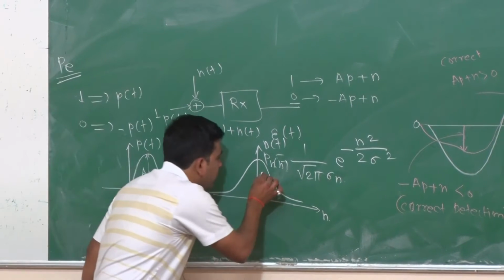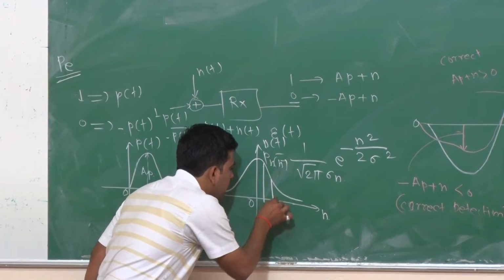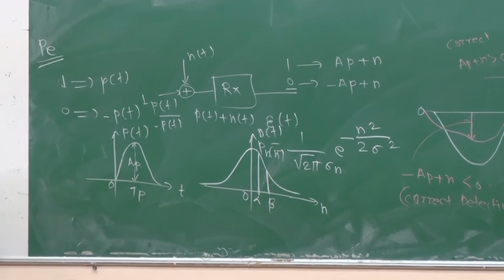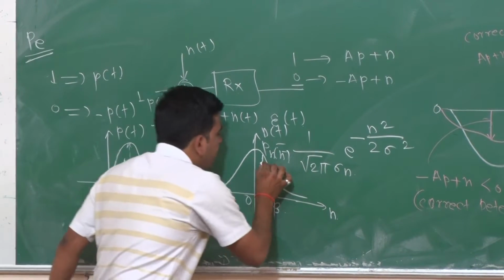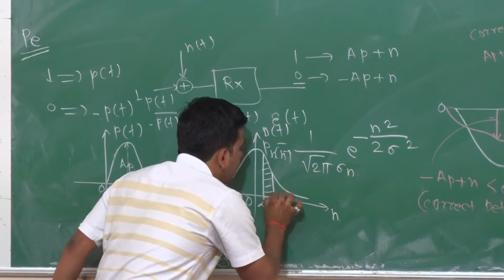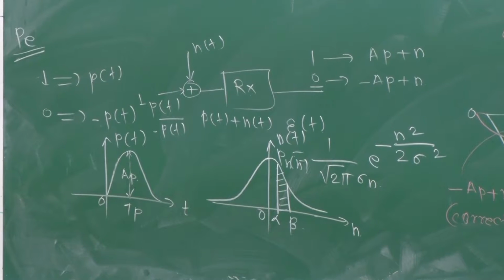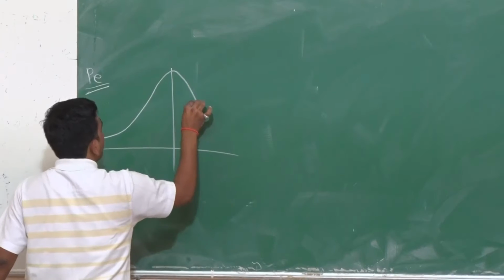Now we have to find out the area. How do we find out this area between alpha and beta? What is the procedure to find out this area between alpha and beta?